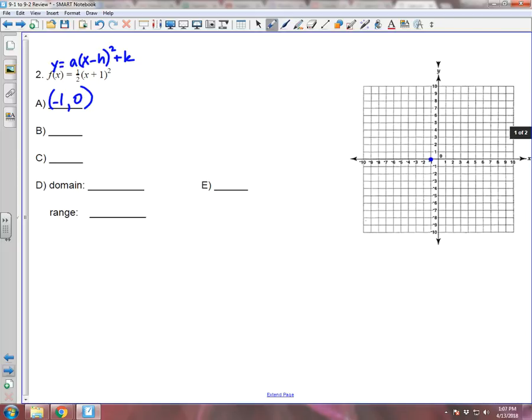Letter B, axis of symmetry. If I have this line, cut it down the middle, what would that equation be? Say it again, Shane. Wonderful. I could probably answer letter E here. Is this going to be a max or a min? A min, because it has a positive squared term. So this will be a min. All right, let's go ahead.